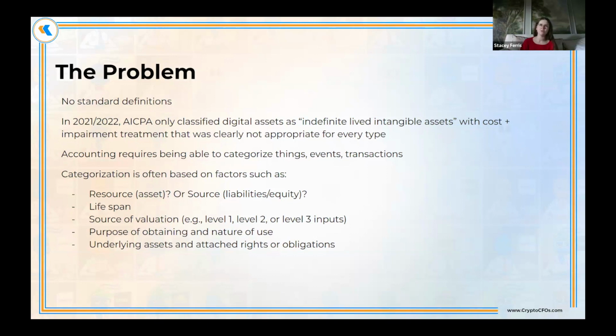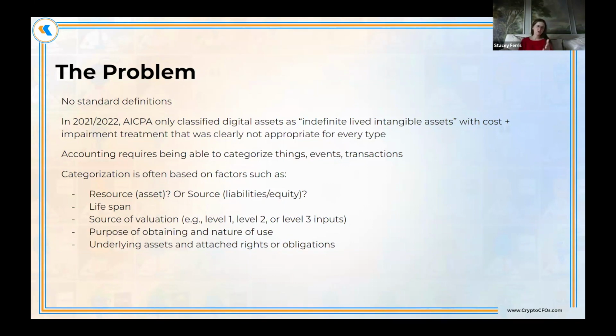We had the AICPA guide, which basically said indefinite lived intangible assets, cost less impairments, which I think everyone at this point agrees doesn't make a lot of sense for most crypto assets. Maybe NFTs, but not most of the fungible crypto assets that we're dealing with if you're in Web3, right? So the cost less impairment treatment was clearly not appropriate for every type of crypto asset. And I was trying to figure out, how do I give guidance around this stuff or teach a course where I have to talk about audit and system evaluation and what a GL looks like and how you account for it, in this absence of any kind of standard or real guidance, right?